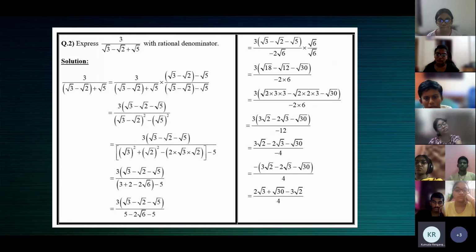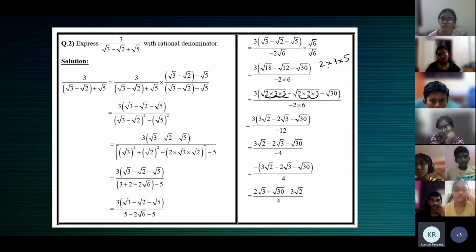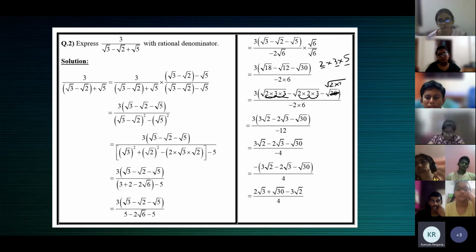You can see 18 is written as 2 into 3 into 3, because 2 3s are 6, 6 3s are 18. 2 2s are 4, 4 3s are 12. And 30, you'll wonder why she didn't write 30. Because 2 3s are 6, 6 5s are 30. Only one factor each, 1 2, 1 3, 1 5, so nothing will come out. If you want, you can write 2 into 3 into 5. No harm in that.